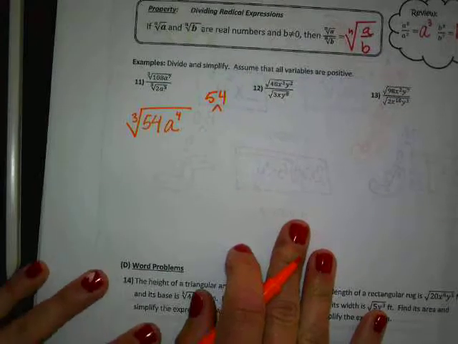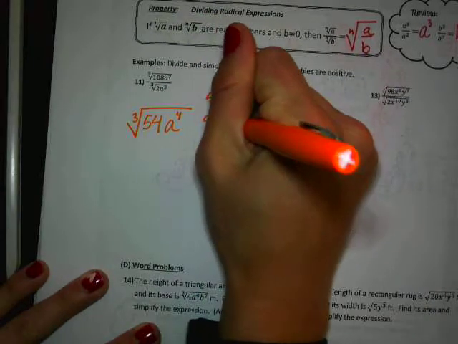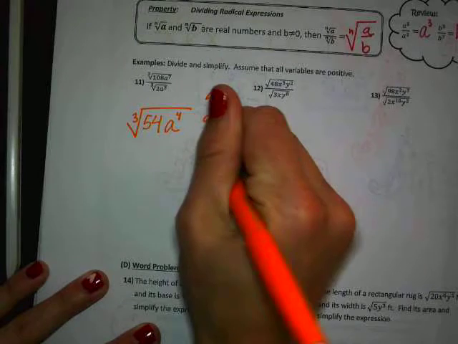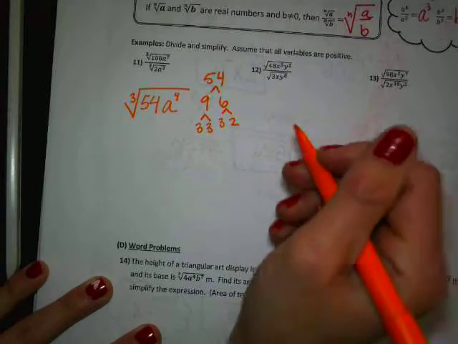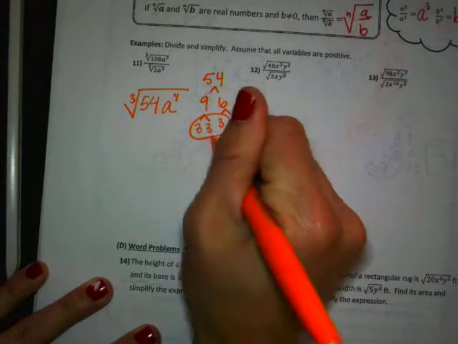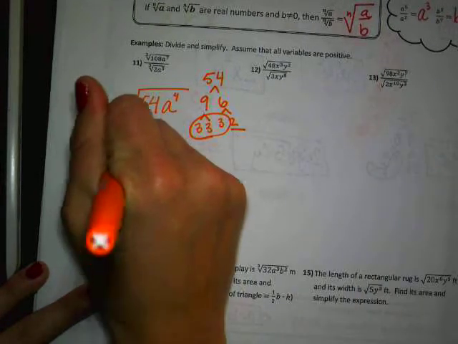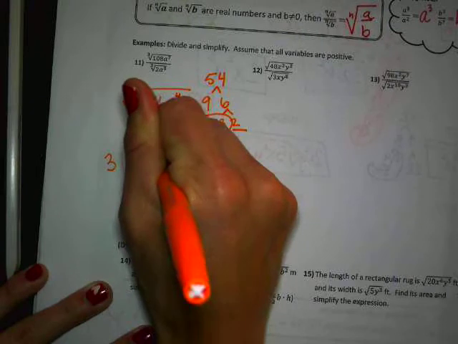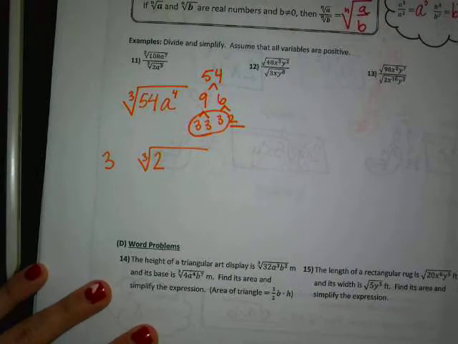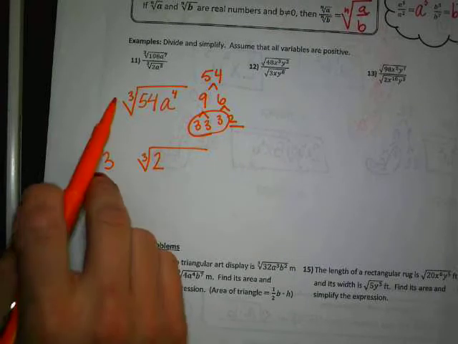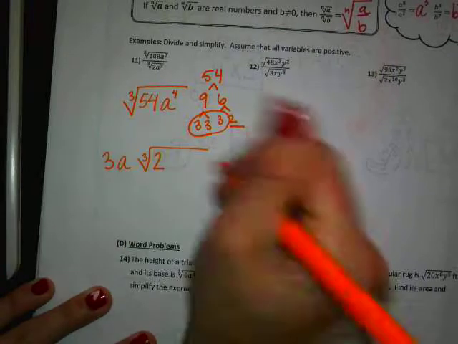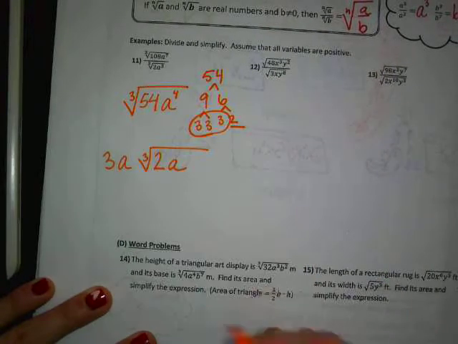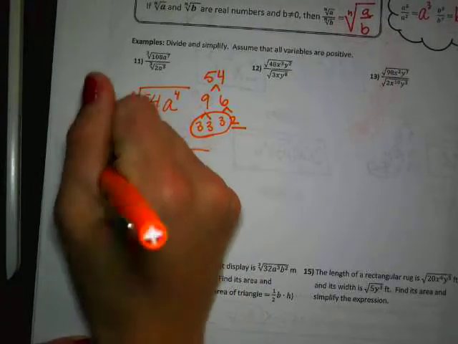So 54, 9 and 6. 9 will break down to 3, 3, and then 3, 2. And so you have a group of what? 3, with what left over? 2. So 3 on the outside, 2 goes on the inside. Cube root of 2. For your exponent, how many times does 3 go into 4? 1 time, with what left over? 1. Very good.